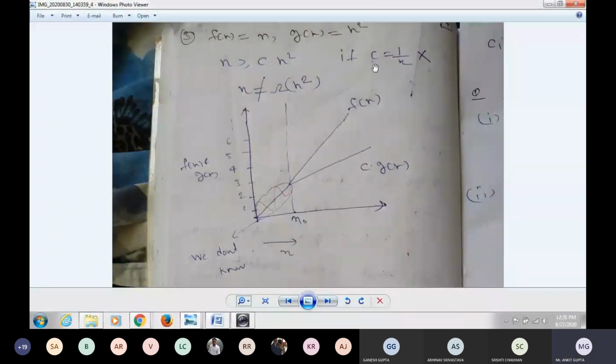If I take c equal to 1 by n, then 1 by n into n square, the n cancels and we get n. But I cannot take the value of c as a function 1 by n. c is only a positive constant number. So n is not equal to omega of n square.